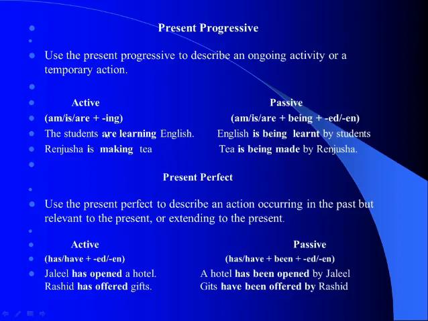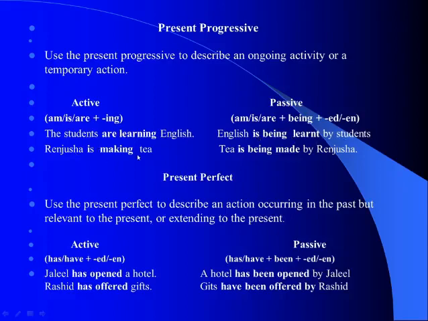The students are learning English. Now just look at this one. The English, as I told you, is the object here. That should come first in passive voice. English, then how many English? Only one English. So it is not was, were, or are, because only one. Here it is present tense, so we use: English is being learned by students.